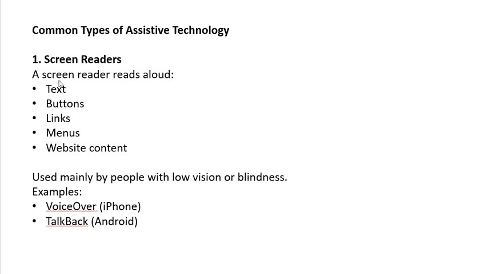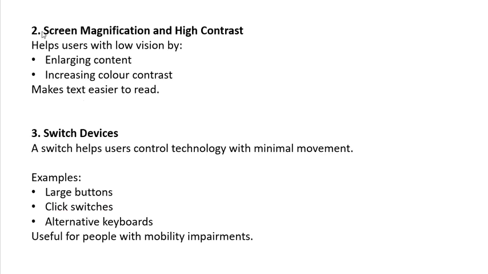First is a screen reader. A screen reader reads aloud text, buttons, links, menus, and website content, and is used mainly by people with low vision or blindness. Examples are VoiceOver on iPhones and TalkBack on Android. Second is screen magnification and high contrast, which help users with low vision by enlarging content and increasing color contrast to make text easier to read.